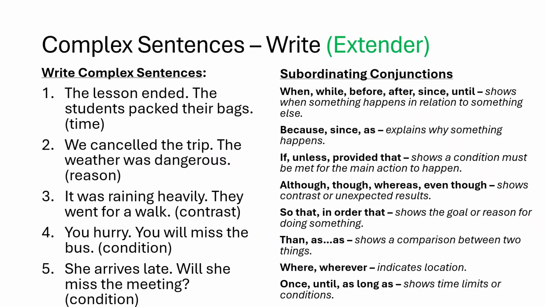Here is an extender for anybody who would like a challenge. Write 2 complex sentences for each question, by choosing the correct subordinating conjunction. Use the clues in the brackets to help. 1. The lesson ended. The students packed their bags. Time relationship. 2. We cancelled the trip. The weather was dangerous. Reason relationship.